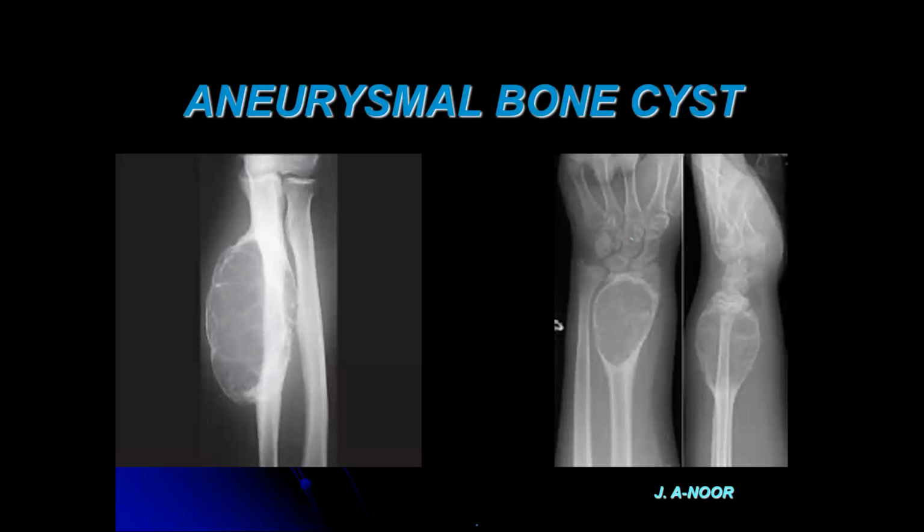To distinguish it from an aneurysmal bone cyst, unicameral bone cysts don't have so many loculations. In aneurysmal bone cysts, they do. In unicameral bone cysts, there's not too much expansion of bone. In aneurysmal bone cysts, there is. In unicameral bone cysts, the fluid is brown or light brown. In aneurysmal bone cysts, it is bloody.